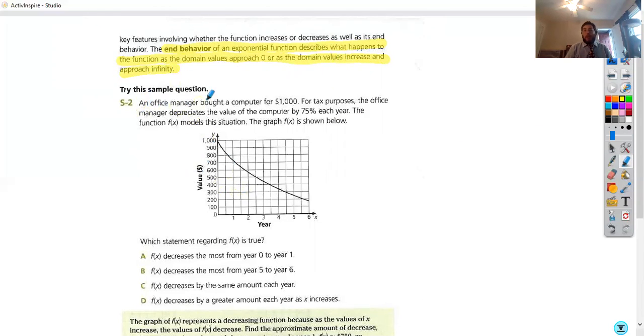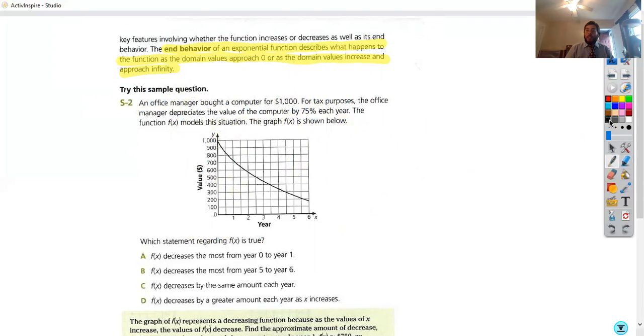So if we look here, an office manager bought a computer for $1,000. For tax purposes, the office manager depreciates the value of the computer by 75% each year. The function f of x models this situation. The graph of f of x is shown below. Which statement is true regarding f of x?